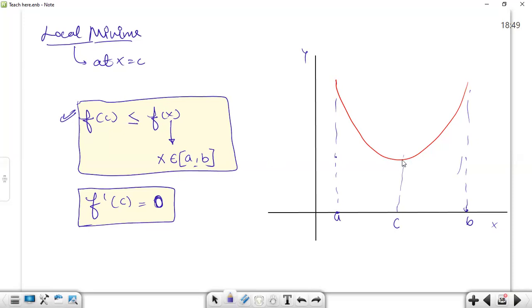And here also you can see if you draw a tangent, its angle with the x-axis is what? 0. And tan of 0 is what? 0. That's why our slope is also 0. So we can write the derivative is also 0. And C is basically known as the critical point. Okay, critical point. So we have discussed about local maximum and local minima.